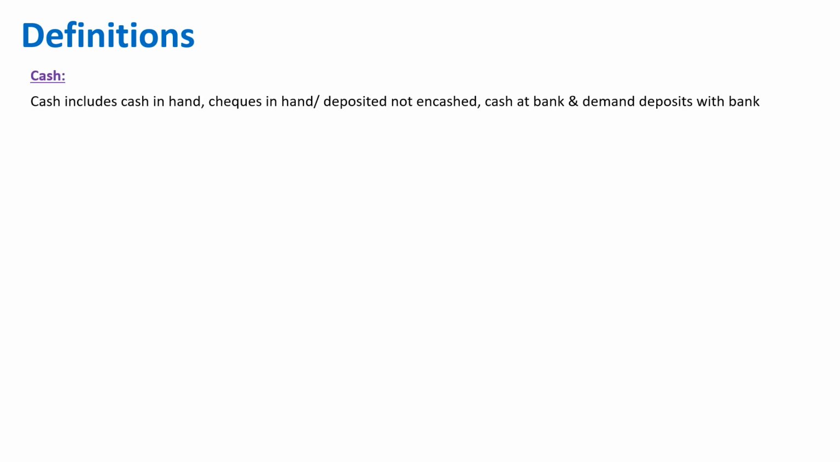Before we understand the cash flow statement, we need to have an understanding of a few terms. The first one is cash. Cash includes cash in hand, checks in hand or deposited but not encashed, cash at bank, and demand deposits with bank. Now let's understand what a demand deposit is.